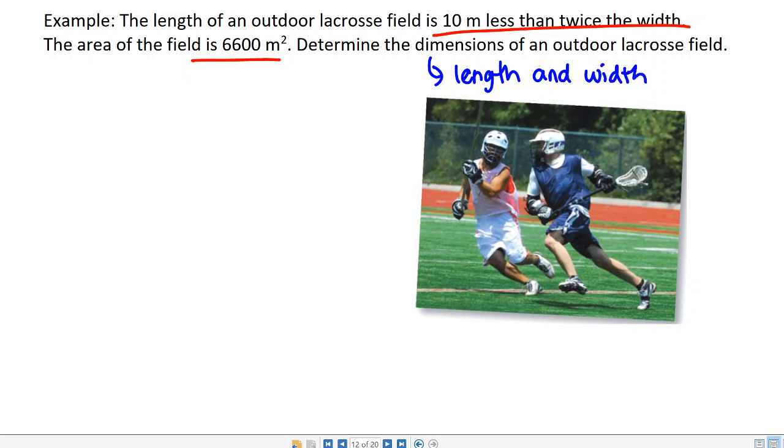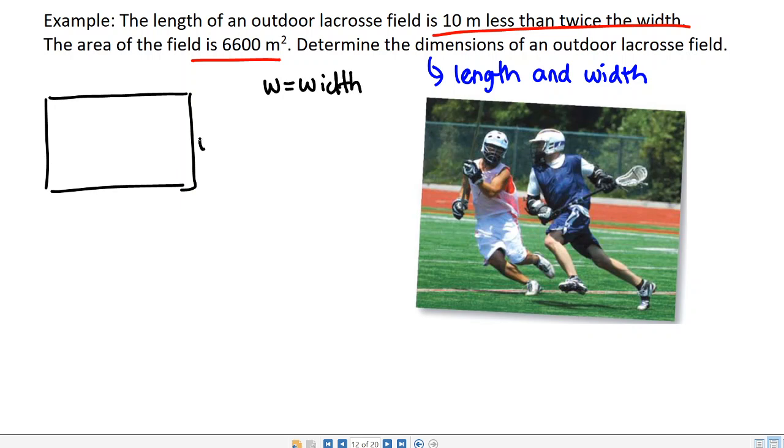Okay, so what I'm going to do, I'm just going to sketch a picture here because pictures are always really helpful when we don't have one. So we just have our rectangular field. It says the length is 10 meters less than twice the width. So let's let W be our width, and then we can label that W. Then it said that the length is 10 meters less than twice the width. So we're going to take 2 times the width and subtract 10 from it.